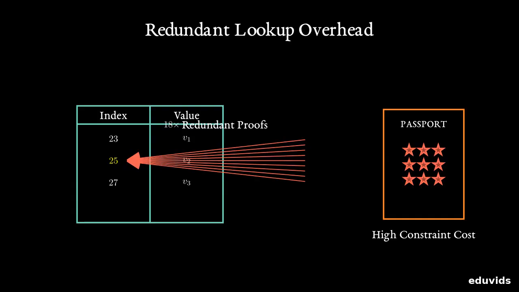This creates massive redundancy because you are proving the same location over and over again. It is like showing your passport 18 times just to walk through one door.